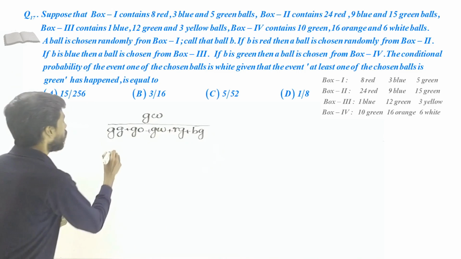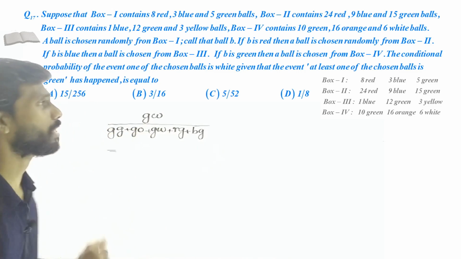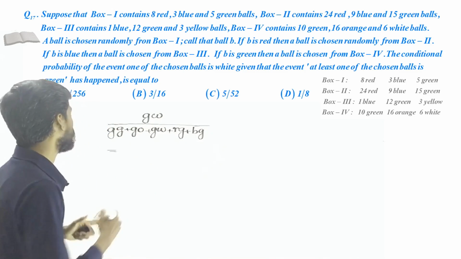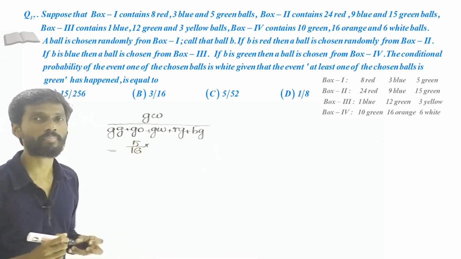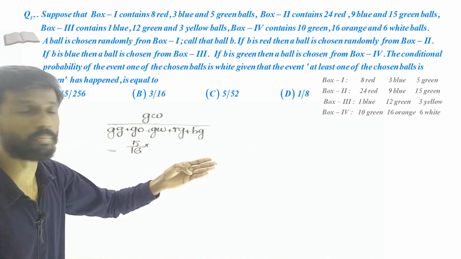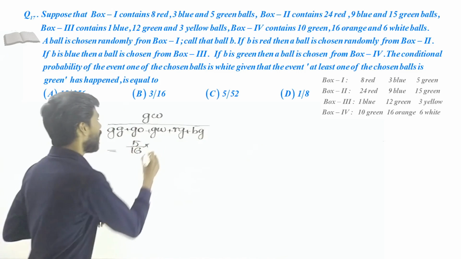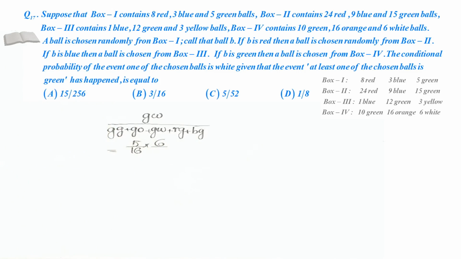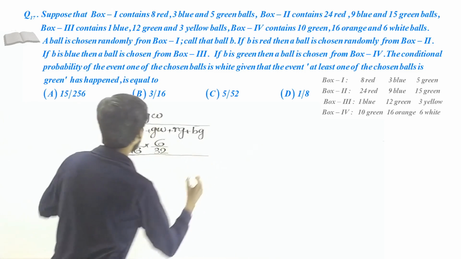Just calculations now. So green ball. First is green, second is white. What is the probability that the first one is a green ball? So 5 green balls out of how many? 16. So 5 by 16 from the first box. That means first ball is green. That means you have to select the second ball from the last box. So that has 10 green balls and 16 orange, 6 white. So what is the probability that the selected ball is white? So that is 6 white out of total. So what is the total? 10 plus 16, 26 plus 6, 32. So this is the probability out of total.